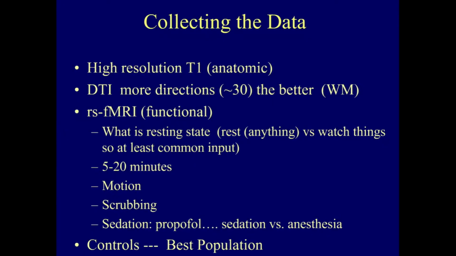So collecting data, one needs a high-resolution T1 anatomic study. One requires DTI. The more directions, the better, typically over 38. And this is what you need to identify white matter, if you are doing white matter connectivity, which is very similar to what we have discussed for functional connectivity.